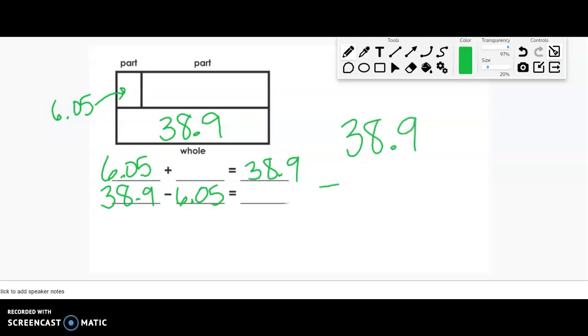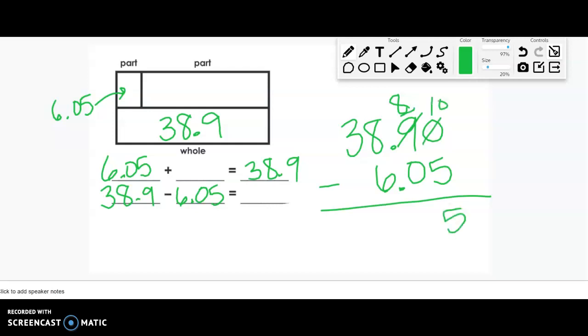38 and 9/10 minus 6 and 5/100. Can't do it as of now. What do I have to do? Add a 0. 0 minus 5 I can't do. Go next door and borrow. That becomes a 10. 10 minus 5 is 5. 8 minus 0 is 8. 8 minus 6 is 2, and 3. Bring my decimal straight down. My missing part is 32 and 85/100.